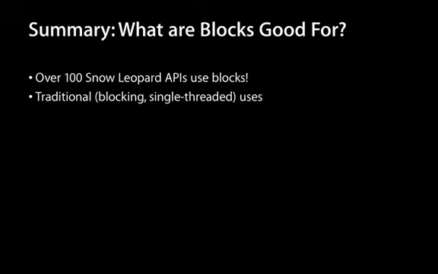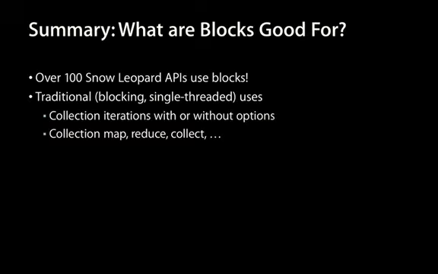There are sort of the traditional things that I've talked about, which are, for the most part, blocking. They're synchronous. They're primarily single-threaded uses, the collect and the iteration kinds of stuff. We have, as I said, iterations with and without options. We don't quite have the map, but map's so easy to write, you guys can write it. But we got reduce and collect kinds of cases. And we have wrappers, as I've illustrated.